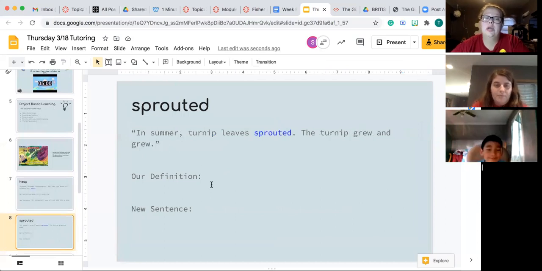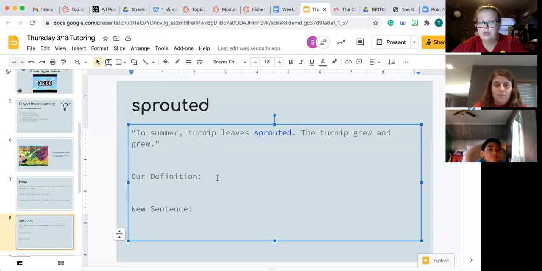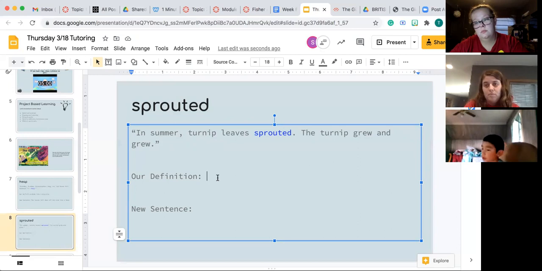Our next word, Stanley, is going to be sprouted. And the sentence from the book that uses this is, in summer, turnip leaves sprouted. The turnip grew and grew. So based on this sentence and what we remember from the story, how might we define sprouted? Like it spreads, like around. Mm-hmm. What do you mean? Tell me more. Like grass when it's snowing and it goes back to just dirt. And when it's spring, it grows and then it spreads across the world. Mm-hmm. Yes, I would agree. I think the grass is sprouting there. So what should we write down for the definition of sprouted?